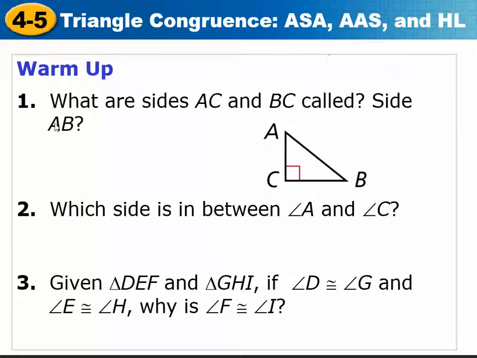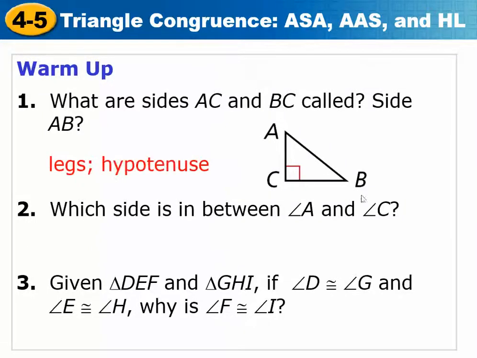Our warm-up today is so that you can review some important concepts. Try these problems, pause it, and see how you did. Number 1 says, what are sides AC and BC called? Notice that it's a right triangle. The first two sides, AC and BC, are legs, and side AB is called the hypotenuse. The hypotenuse is always opposite the right angle and does not touch the right angle. Side AB is not touching C.